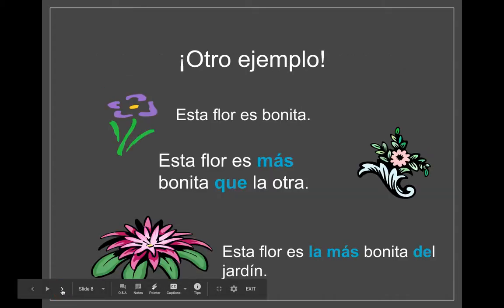So here's another example with pretty. Esta flor es bonita. So just this flower is pretty. Esta flor es más bonita que la otra. So this flower is literally more pretty than, or prettier than, the other. But this flower, esta flor es la más bonita del jardín. It is the prettiest of, literally the most pretty of the garden.